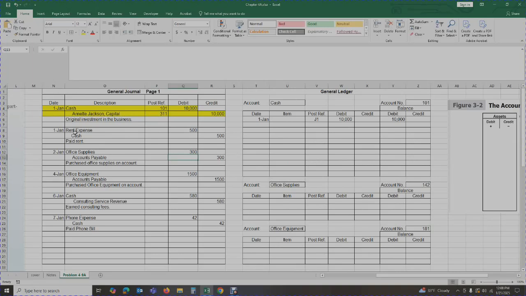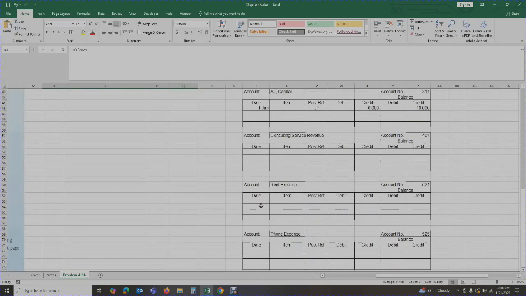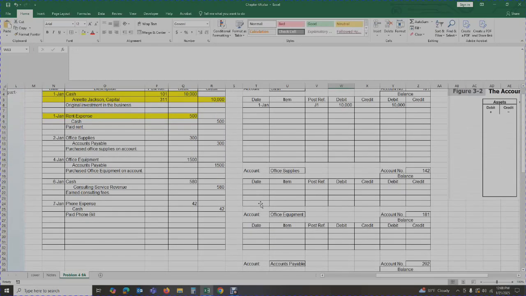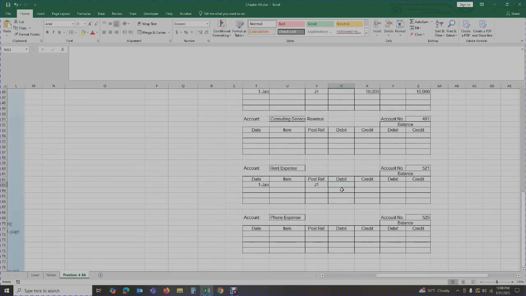We're going to move on to January the 1st for rent expense. Okay, so rent expense, I've got a debit of $500. So we're going to look for rent expense. We've got January the 1st, item is left blank. This is journal 1, and I've got a debit of $500. Okay, debit of $500. So that means that my ending balance must be a debit of $500.